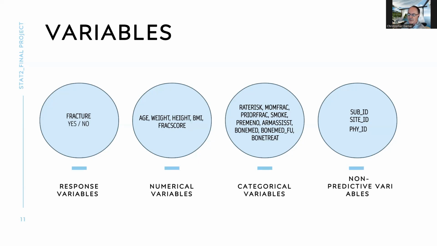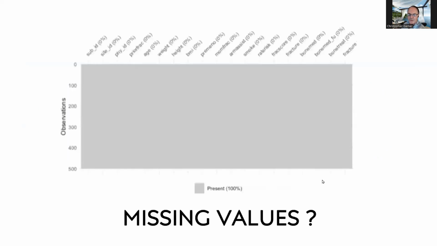Our non-predictive variables are subject ID, the site ID, and the physician ID. We also checked for missing values and found that there were none. So that's a good thing. So let's dig into the EDA.